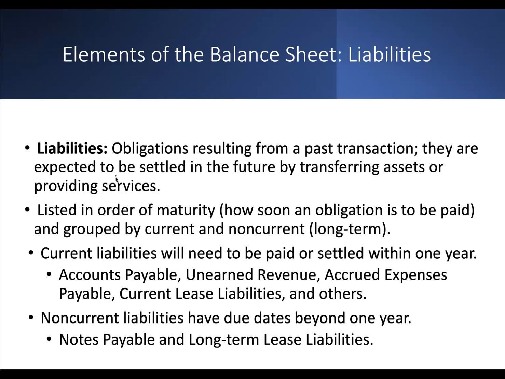So liabilities are obligations. Again, liabilities are listed in order of maturity, and they are also classified into current liability, which means they need to be paid back within a year, or long-term liability or non-current liability, which are going to be paid back longer than a year. An example of current liability would be accounts payable or accrued expenses. We'll talk about those items in the future. Long-term liabilities include notes payable and long-term lease liabilities, and so on.